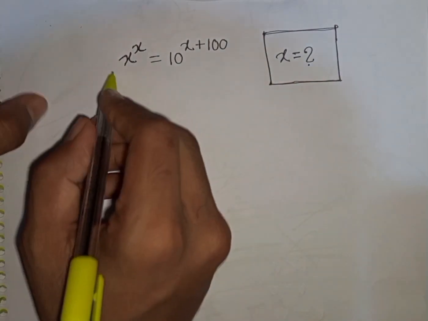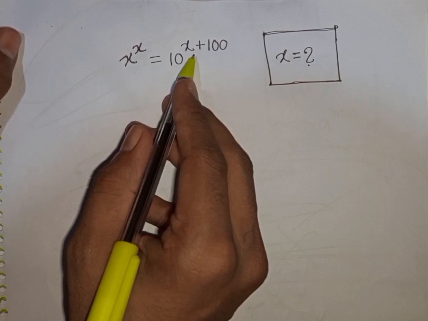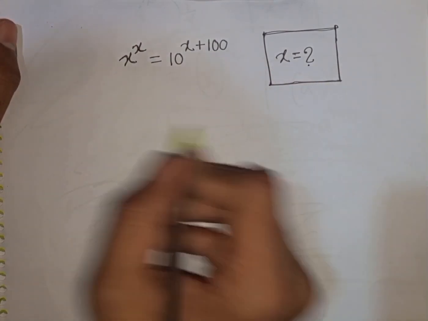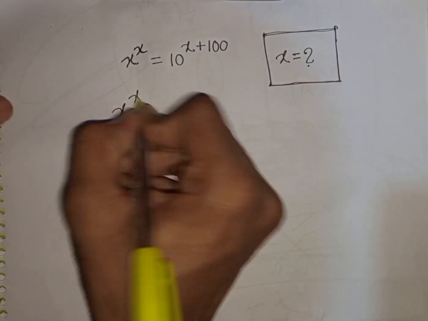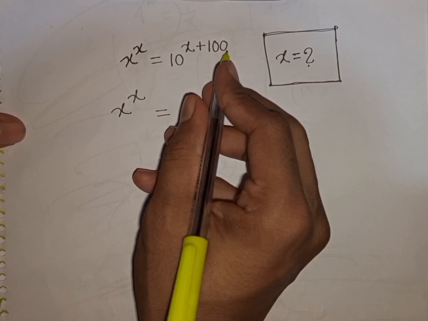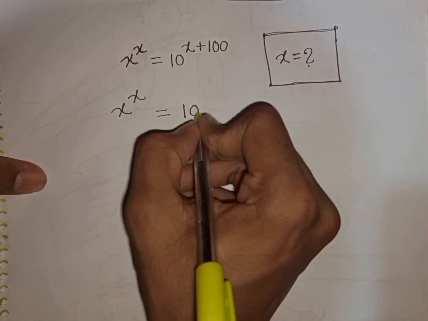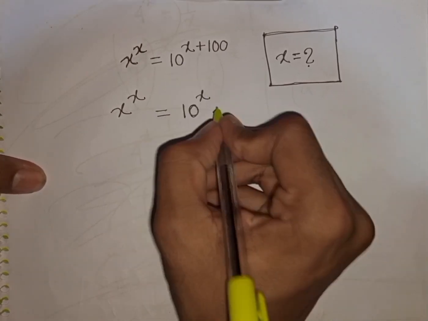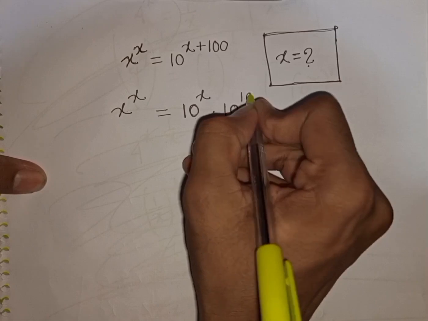How to solve x power x is equal to 10 power of x plus 100. Find the value of x. So we have x power x is equal to 10 power of x plus 100, which can be written as 10 power x times 10 power of 100.